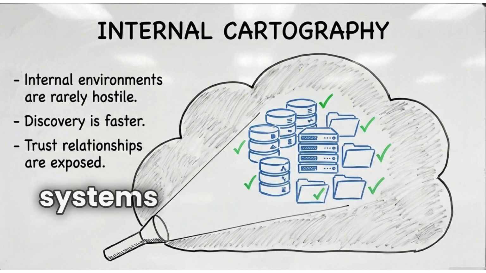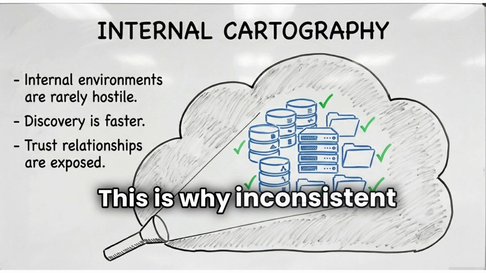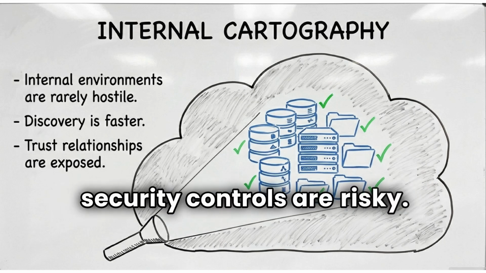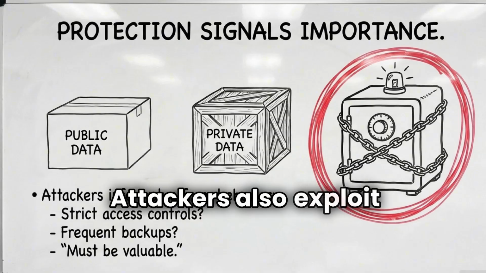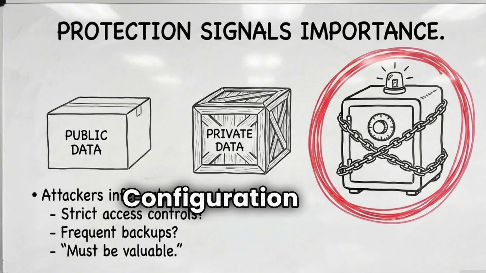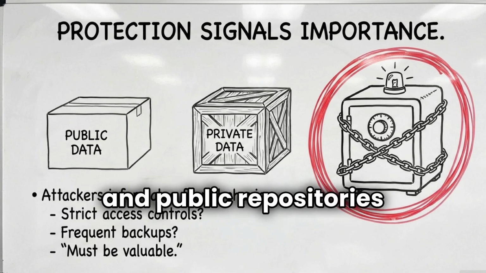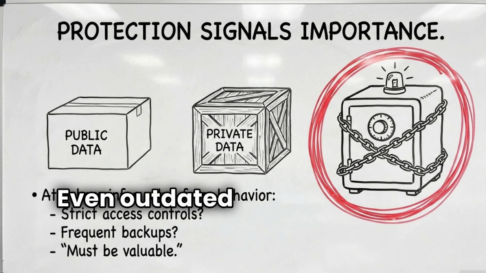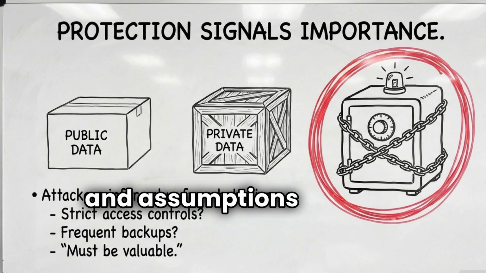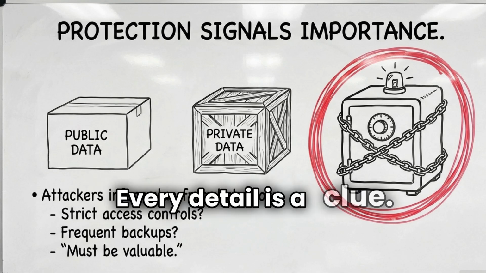Attackers notice which systems trigger alerts, which don't, and which are ignored. This is why inconsistent security controls are risky. They create patterns attackers can learn from. Attackers also exploit documentation leaks. Configuration files, error logs, debug endpoints, and public repositories often contain references to internal assets. Even outdated documentation can reveal naming conventions, architectures, and assumptions that are still partially valid. To attackers, every detail is a clue.